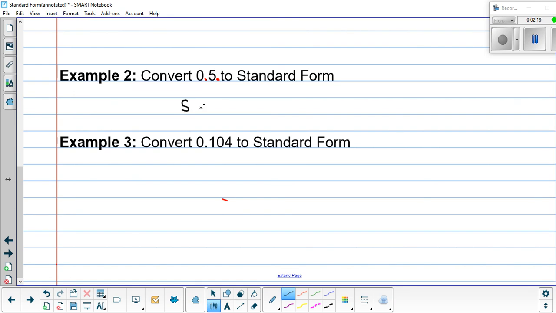But I'm just going to leave it as 5 times 10 to the, well, it's minus because it's less than 1. And it just moved one place. Here, we're just moving one place again, right? It just looks like it'd be a lot different. Times 10 to the minus 1.